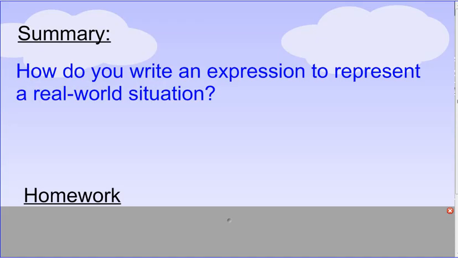So, the summary question asks you, how do you write an expression to represent a real-world situation? See if you can put down an idea. This one's a bit more abstract, but how do you write an expression for these real-world situations? Pause the video, do it on your own. When you have an answer, hit play. We'll go through it together.